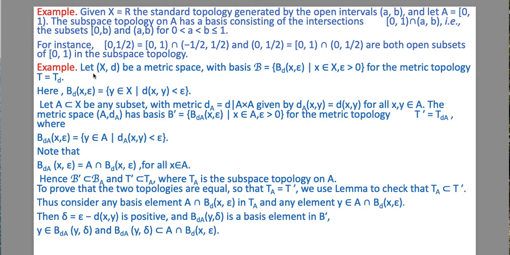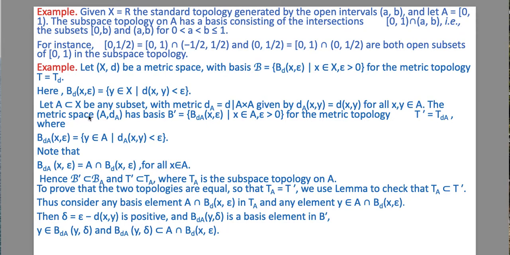Now one more example. Let (X, d) be a metric space with basis B equal to B_d(x, ε), which means it is a ball centered at x with radius ε, where x belongs to X and ε is greater than 0, for the metric topology T equal to T_d. Here B_d(x, ε) is the collection of y belonging to X such that the distance d(x, y) is less than ε. Let A be a subset of X.